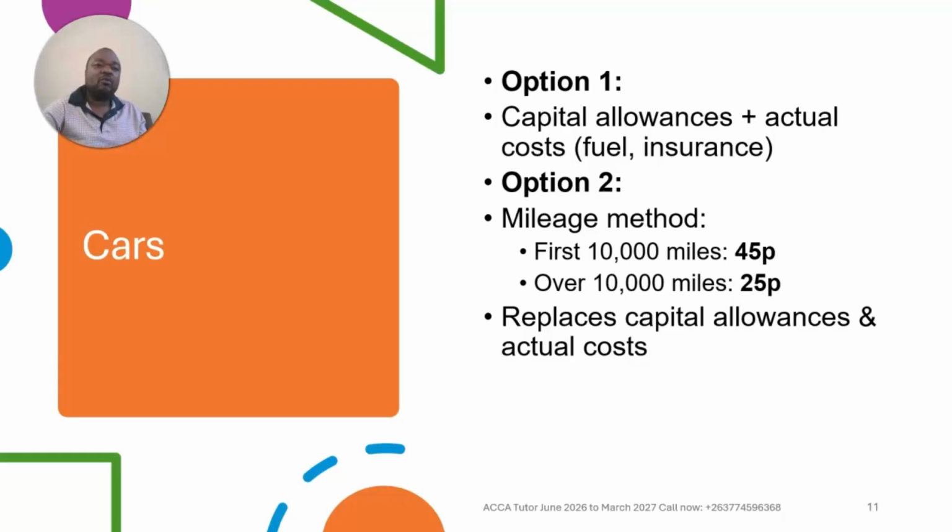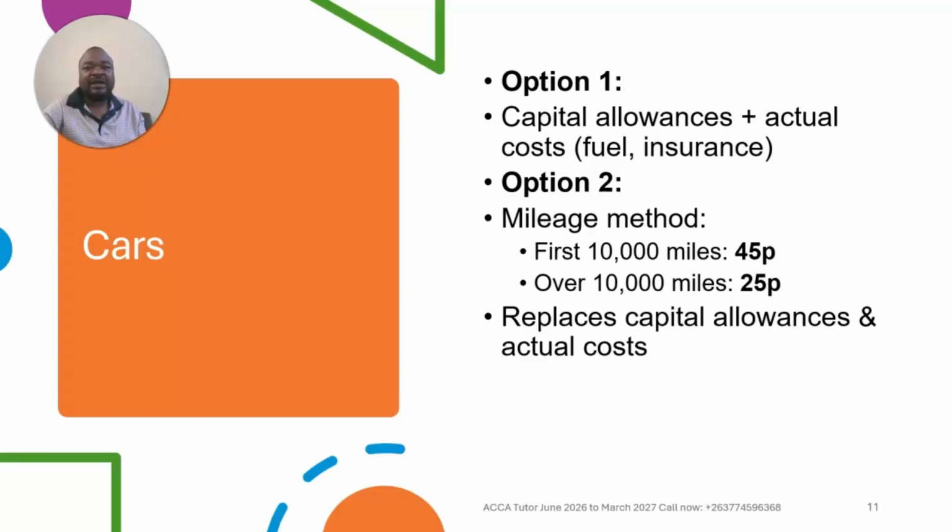Now, what about cars? Because they're also part of property planning equipment. So what are we going to do with cars? Because remember, we said that the cars are not going to be allowable. So there are some options, option 1 and option 2. If you are given cars in the examination, the first route you can take is to use the capital allowances plus the actual cost. That is the fuel, the insurance, and so forth.